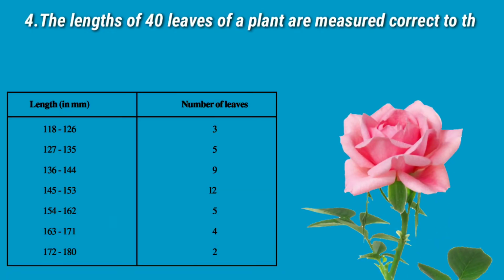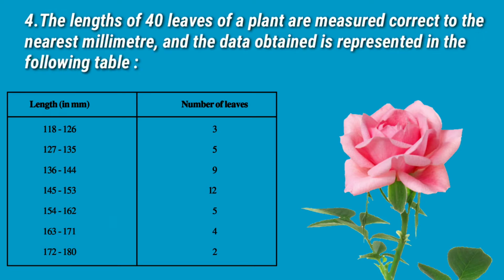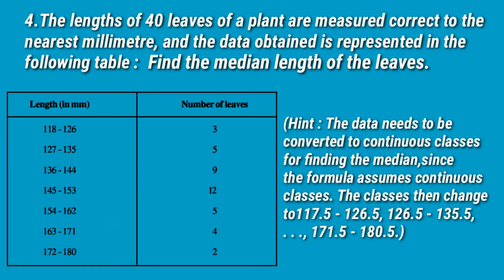Here we have a question. The lengths of 40 leaves of a plant are measured correct to the nearest millimeter, and the data obtained is represented in the following table. Find the median length of the leaves. The data needs to be converted to continuous classes for finding the median. Since the formula assumes continuous classes, the classes change to 117.5 to 126.5, 126.5 to 135.5, and so on up to 171.5 to 180.5. So let us solve it.